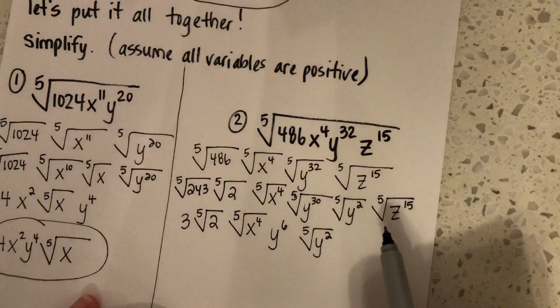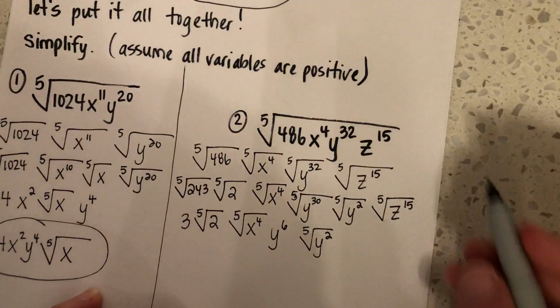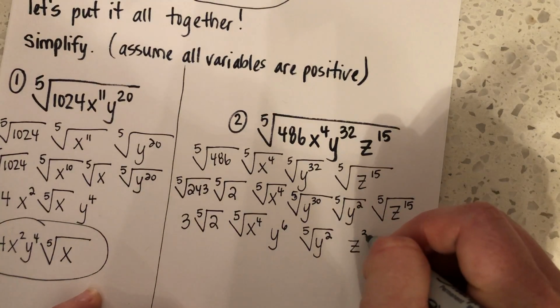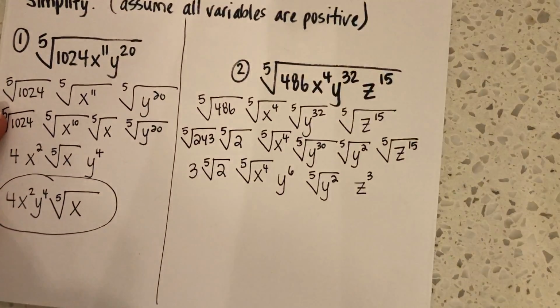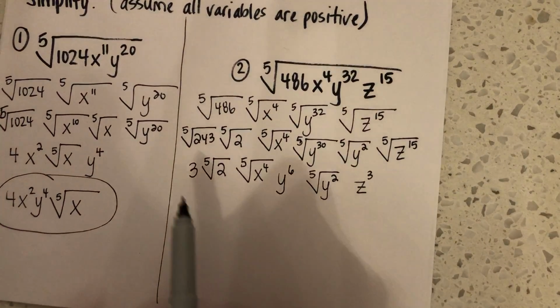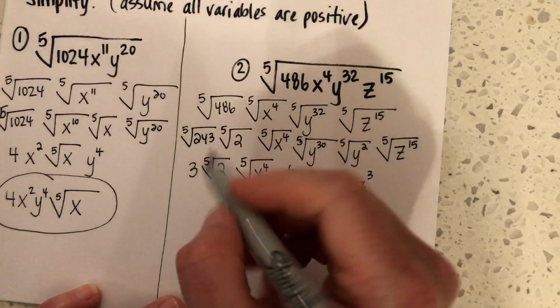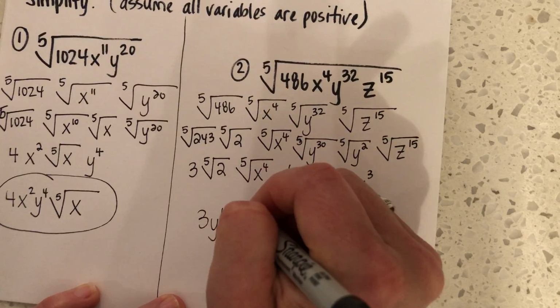All right, and then last, the fifth root of z to the 15th. 15 divides by 5, so that's going to be z to the 15 divided by 5 is 3. No more radical. All right, now we just clean it up. We multiply anything that's not under a radical together, so that's going to be 3 times y to the 6th times z to the 3rd.